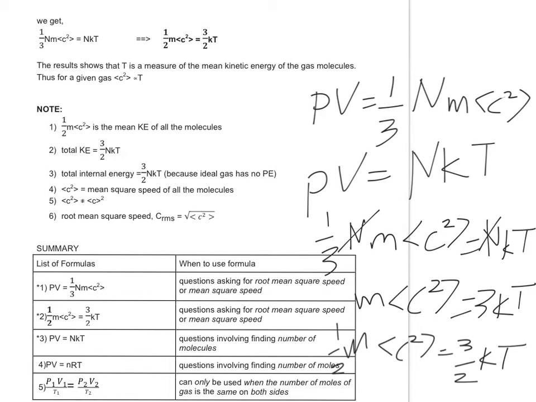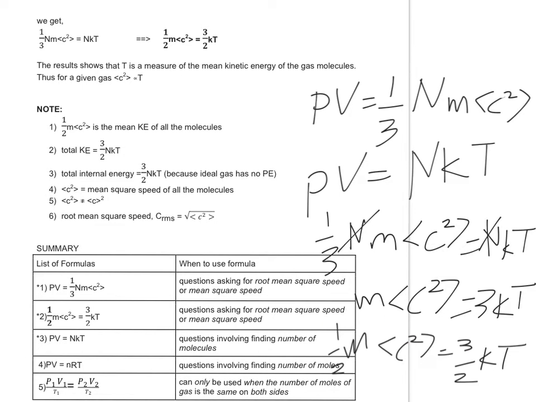Now how do I know that? Because this small m represents the mass of one molecule. So for the mass of one molecule, half mc squared is the KE of one molecule. But this is the mean square speed, so therefore this is the average KE of all the molecules, but only represents one. So in other words, if we know the temperature of the gas, let's say it's 300 Kelvin, we multiply with k and 3 over 2, we will get the average KE of all the molecules.